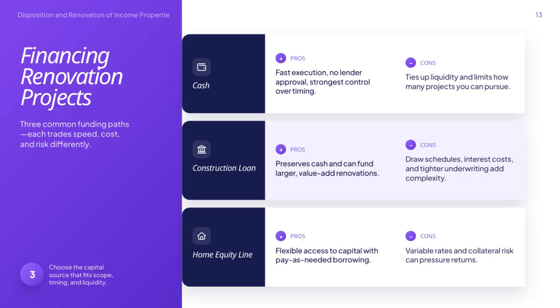When financing renovation projects, there are three common funding paths to consider, each balancing speed, cost, and risk in different ways. The key is choosing the capital source that best fits the scope of your project, the timing requirements, and your liquidity needs. First, using cash offers the fastest execution since there's no need for lender approval, giving you the strongest control over timing. However, the downside is that it ties up your liquidity, which can limit the number of projects you can take on at once.